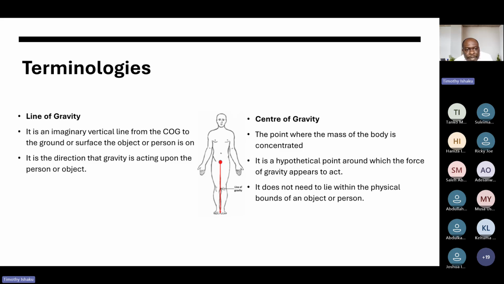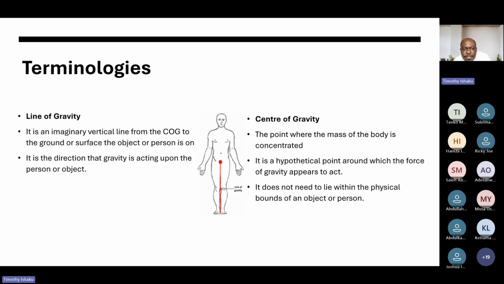So the line of gravity, by definition, is an imaginary line. When we are standing, we don't see it. But this one is just a line that was drawn for illustration. It's an imaginary vertical line from the center of gravity. And by center of gravity, it means it's a point where the mass of the body is concentrated, where our body is the heaviest. So when you balance an object at the center of gravity, it will stay at equilibrium. It's where our mass is sort of concentrated.